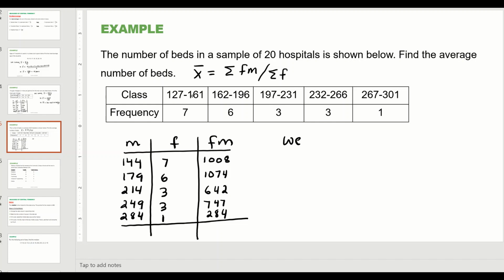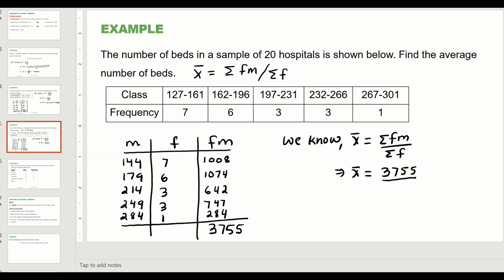What we know is, in order to calculate the mean, we have the formula: mean equals the sum of F times M divided by the sum of F. So what we need to do is find the sum of F times M. Here we have F times M. We need to add all these numbers using a calculator. If we add all these numbers, we'll get 3,755. And we need to divide that by the sum of all frequencies.